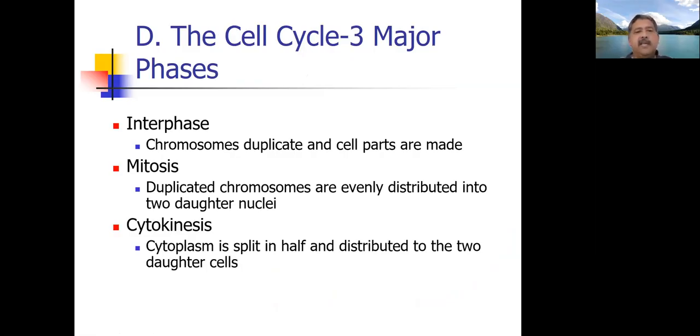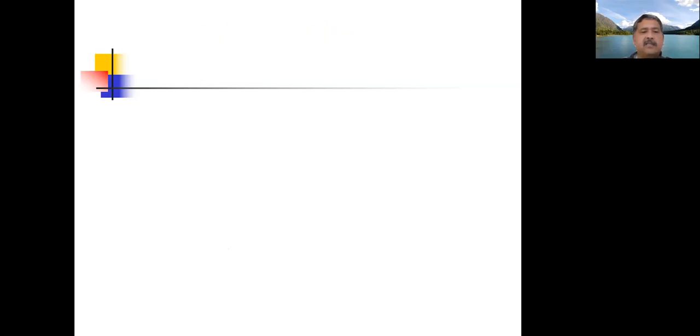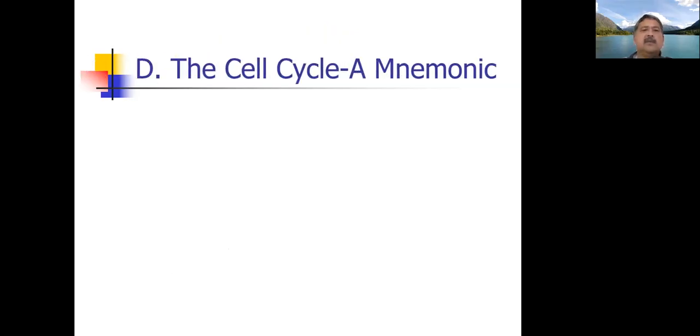cytokinesis. You can see that during interphase, we're going to duplicate the chromosomes and then make some cell parts to get ready to split. Then in mitosis, the chromosomes that were already duplicated are going to be distributed to 2 different daughter nuclei. After the nucleus is divided, cytokinesis occurs, and that's when you split the cytoplasm in half. Cytokinesis is not as exact as mitosis is.